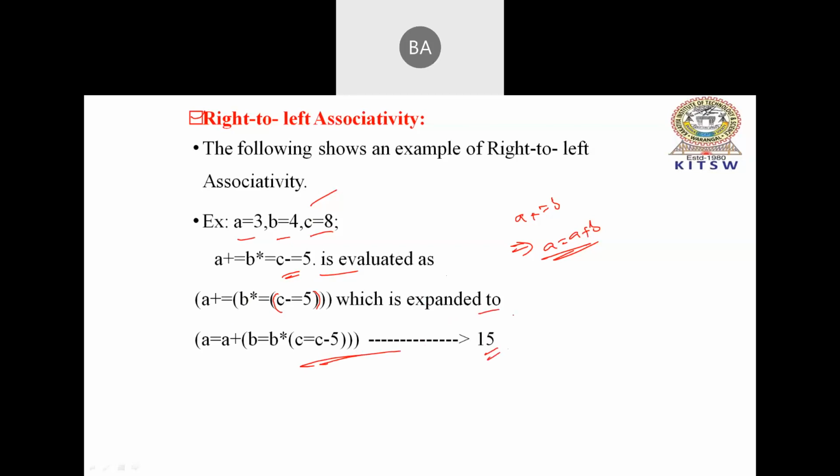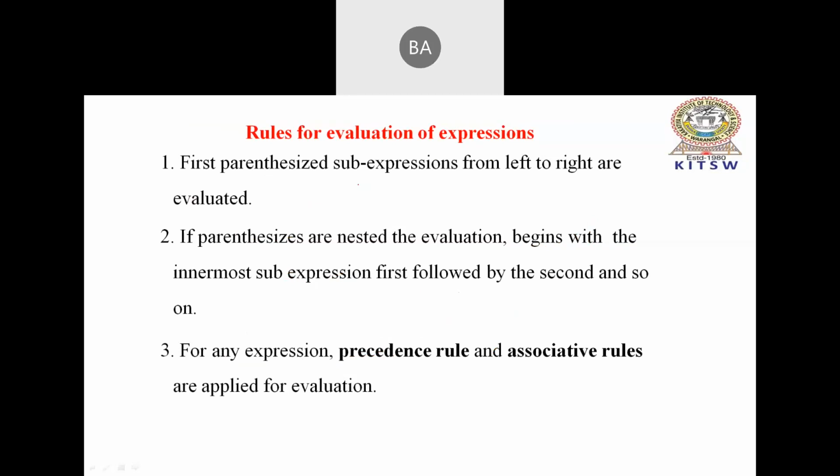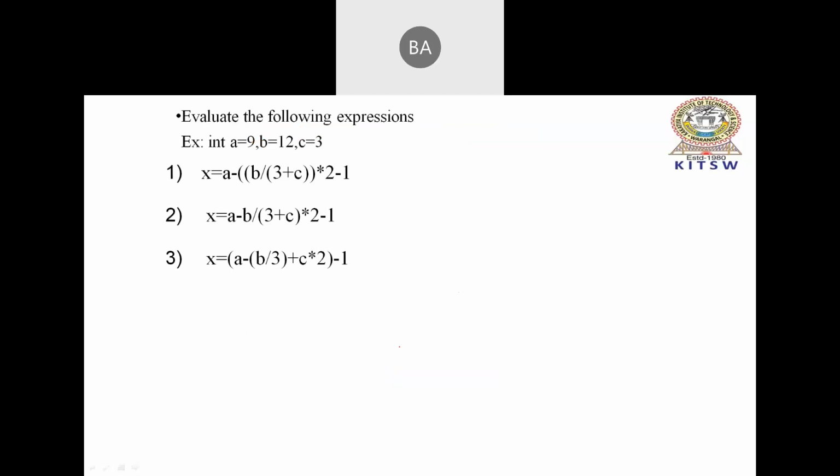Once you expand this, the value we are going to get is 15. C minus equal to 5 means C equal to C minus 5. Then it will be multiplied with B, so B equal to B star that, then A equal to A plus B. That is what it is doing. So when we are evaluating expressions, the rules for evaluation are: first parenthesized sub expressions are evaluated from left to right. If parentheses are nested, the evaluation begins with the innermost sub expression first, followed by the second, and so on. For any expression, precedence rules and associativity rules are applied for evaluation.